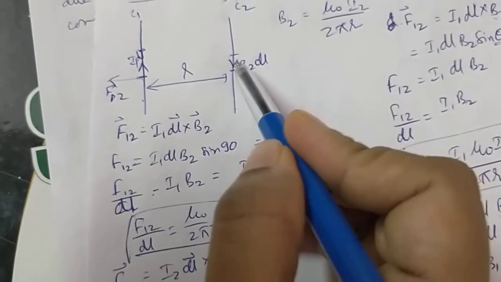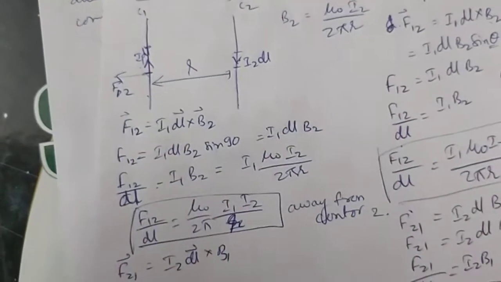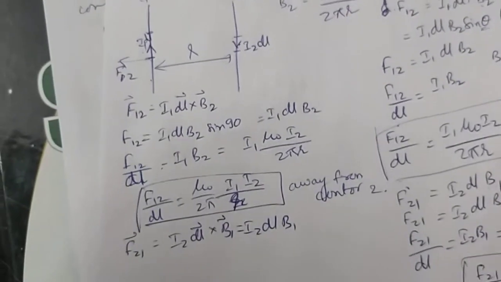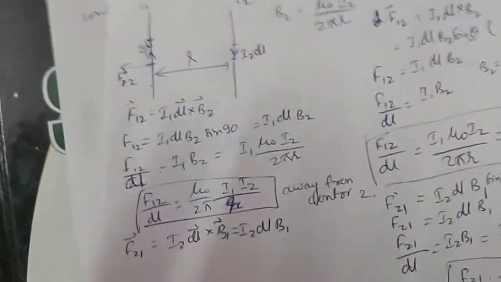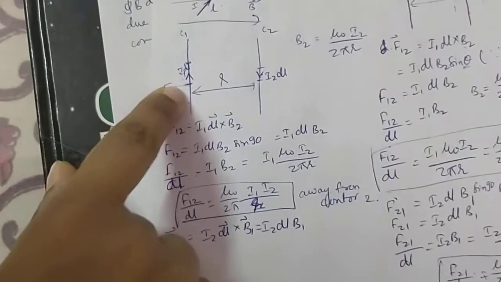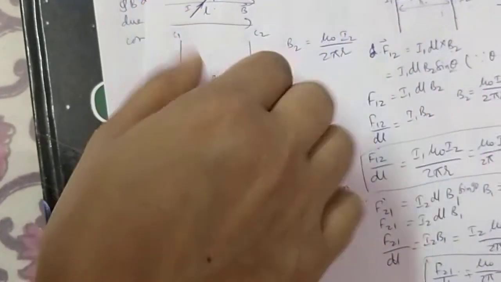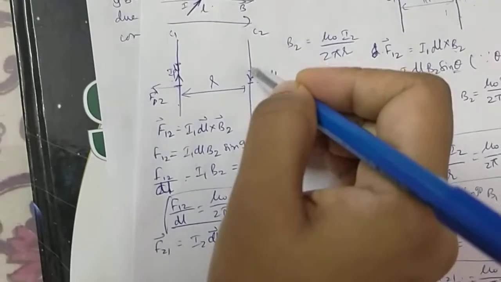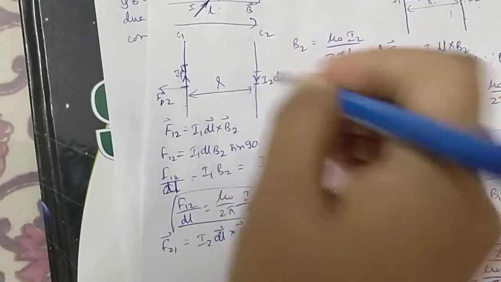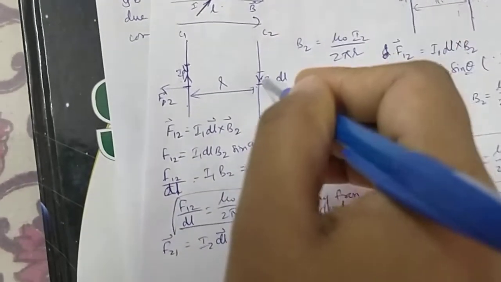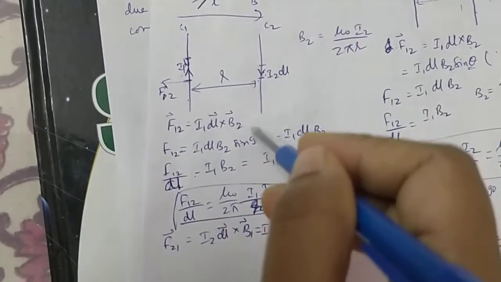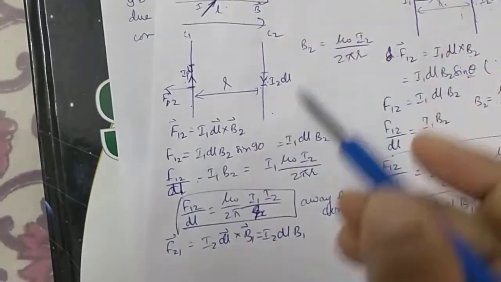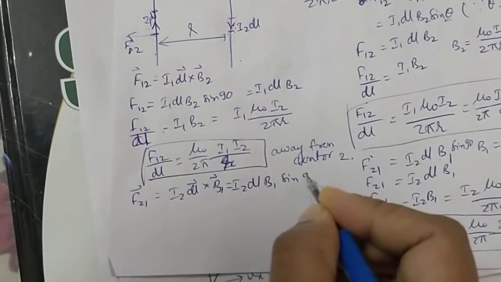Same way, when I have to find the direction, F21 will be equal to I2 dl cross B1, magnetic field at this point due to this first wire. So I2 dl B1. What about the angle? What is the direction of magnetic field here? Because this current is in upward direction, magnetic field is in downward direction here. Downward direction means magnetic field is inside the plane of the paper. And this current is in this direction. So when magnetic field is inside the plane of the paper, angle is 90 degree. So again this will be sine 90, which is 1.